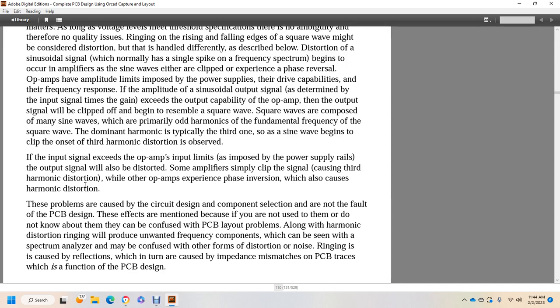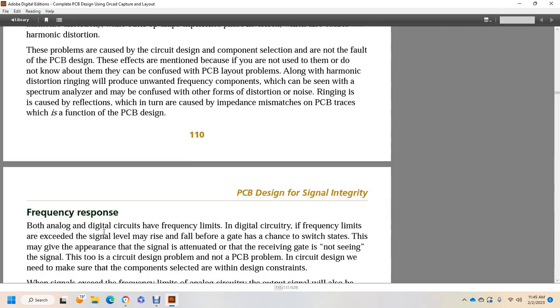These problems are caused by circuit design and component selection and are not the fault of the PCB design. They are mentioned because if you do not know about them, they can be confused with PCB layout problems. Along with harmonic distortion, ringing will produce unwanted frequency components, which can be seen with a spectrum analyzer and may be confused with other forms of distortion and noise. Ringing is caused by reflections, which in turn are caused by impedance mismatches of the PCB traces, as a function of the PCB design.